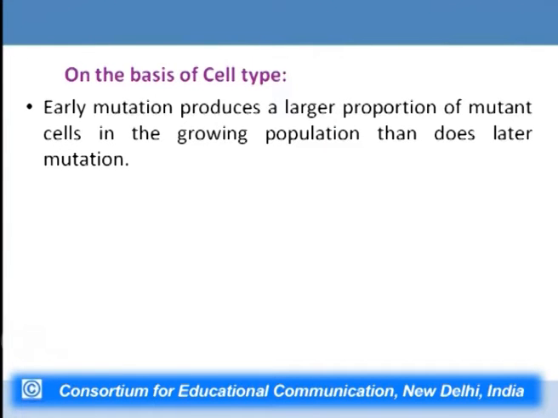Now, if the mutation occurs in the early period of growth of the organism, then a significant proportion of the cell type which are derived from that particular cell would be having that particular mutation. So, the sector which is containing the mutant phenotype will be larger if the mutant arises earlier during the development. But if it arises late, then smaller number of cells would be having that particular mutation.